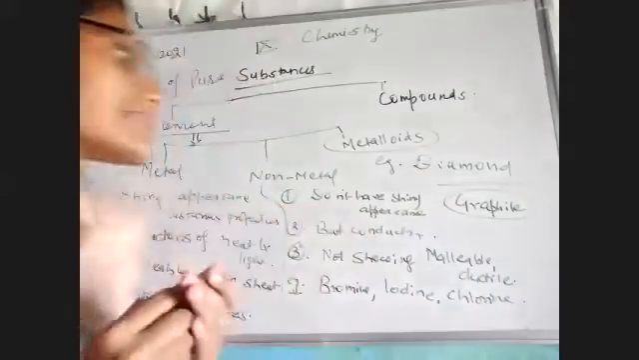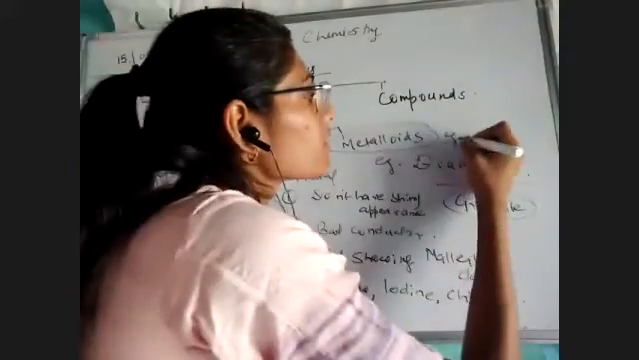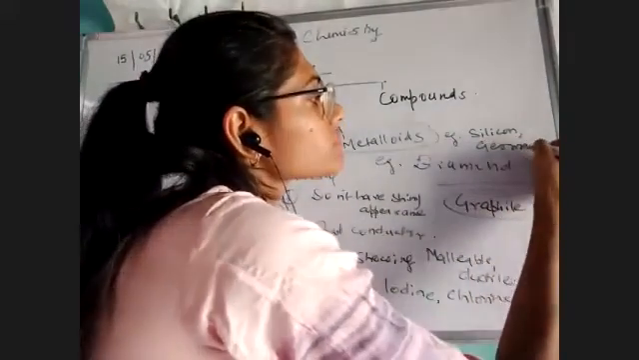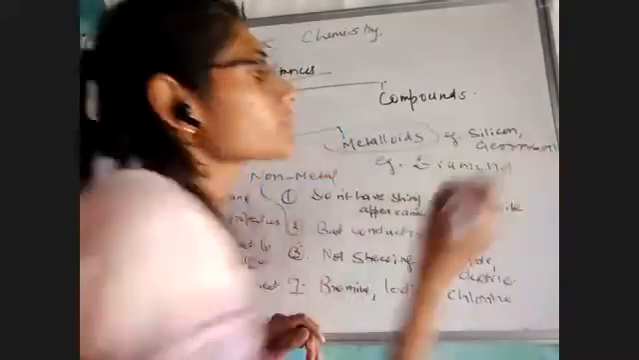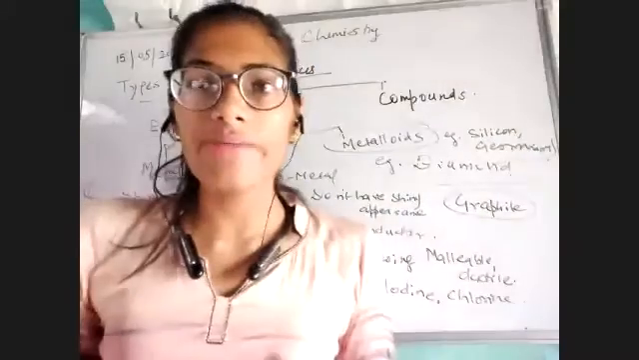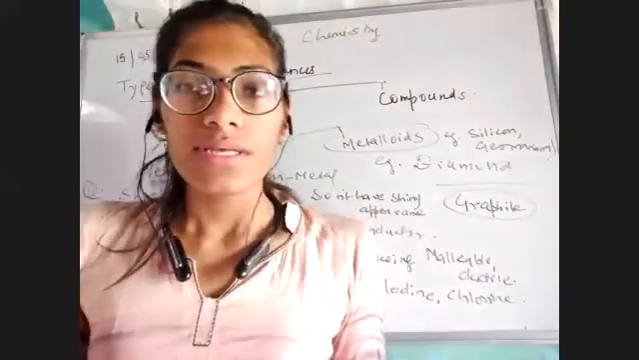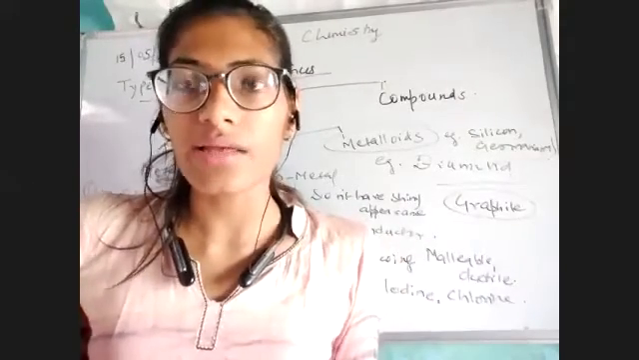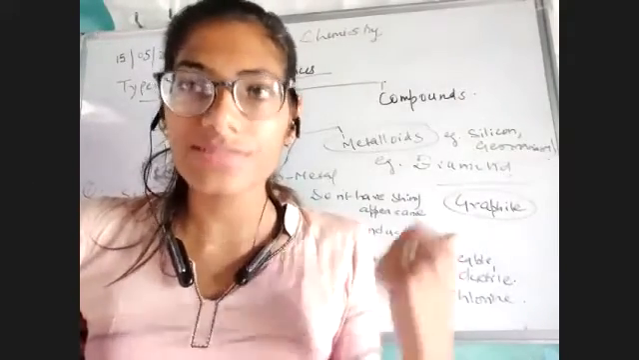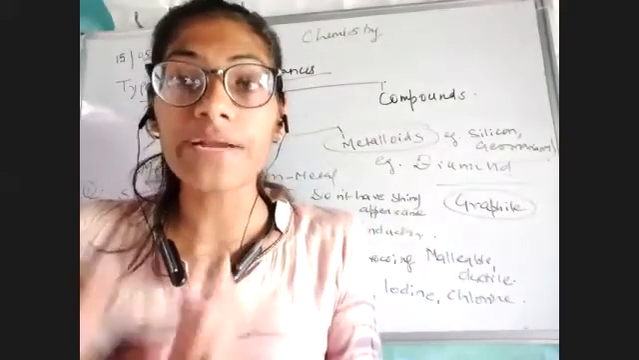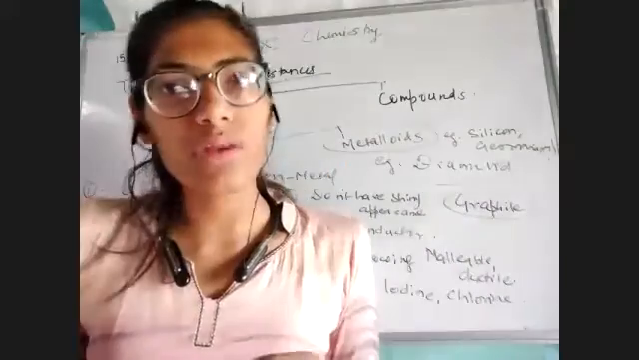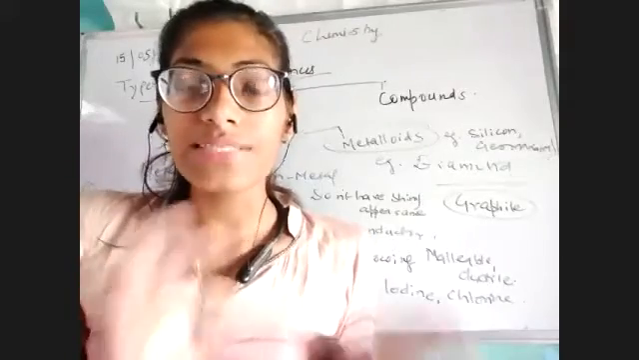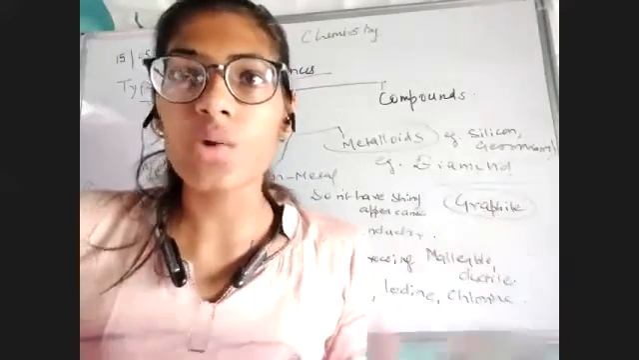Okay, and the examples are silicon and germanium. I hope you have heard about silicon. What is silicon? Silicon is the most abundant element in our earth's crust. Which we also call sand, that is silicon. And that is a metalloid, not even a metal, not even a non-metal. So you can get a brief idea of what a metalloid actually is.